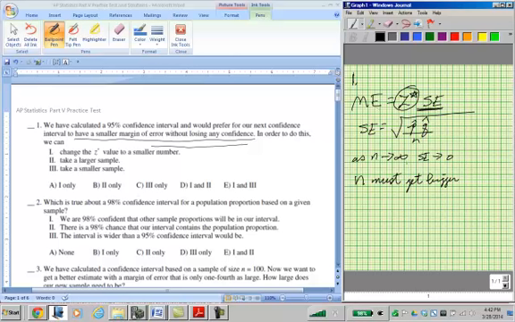So not only does, as N gets bigger, the margin of error get smaller. Okay, so take a larger sample. Number 2 is the only possible answer for this particular question.